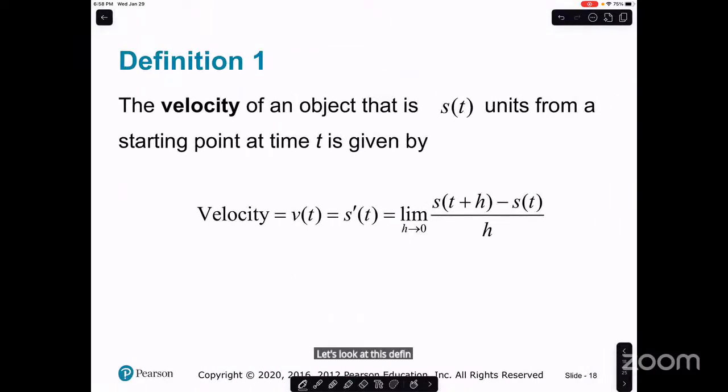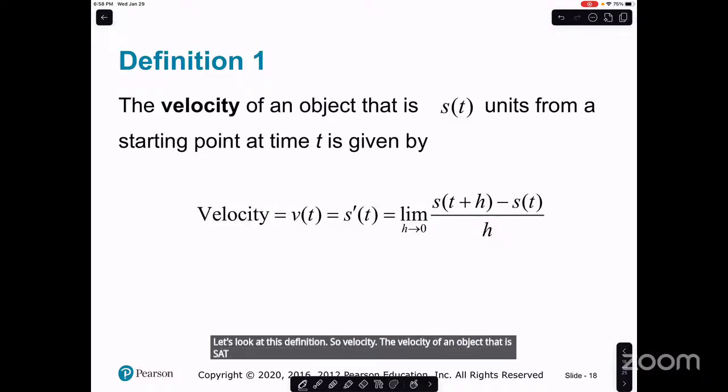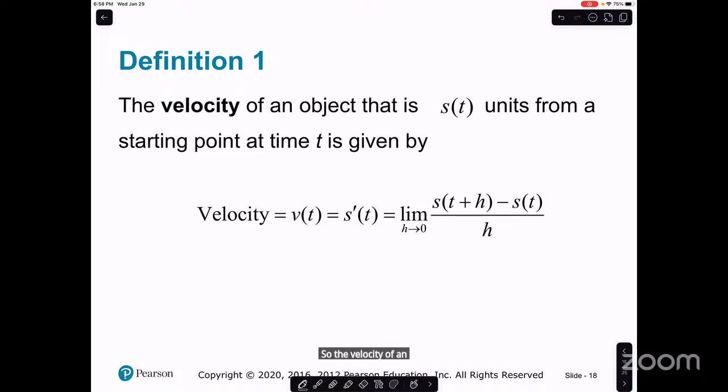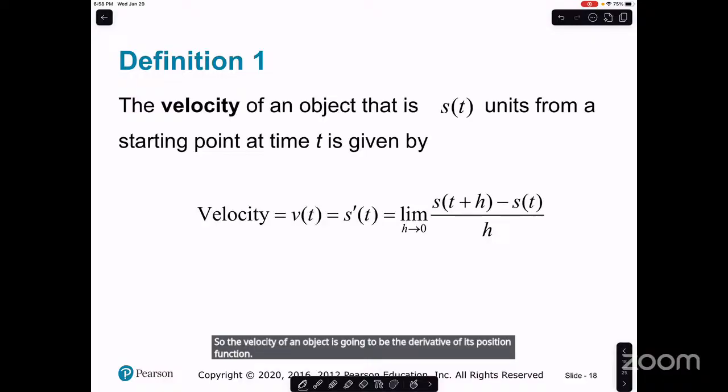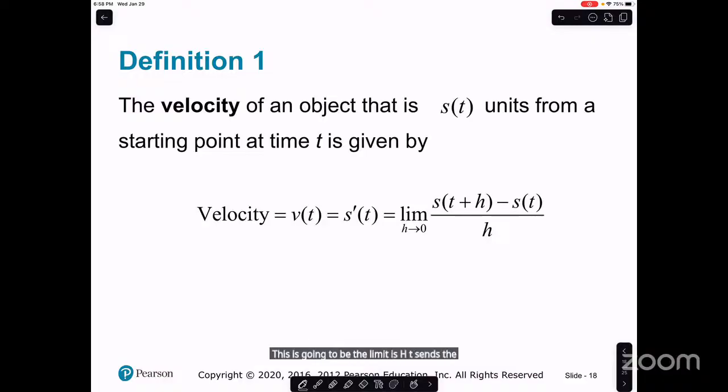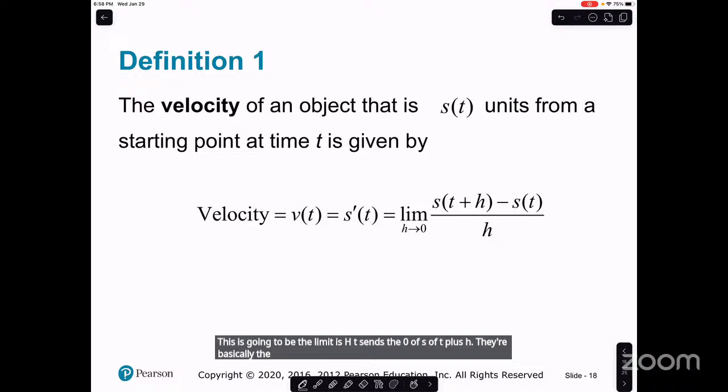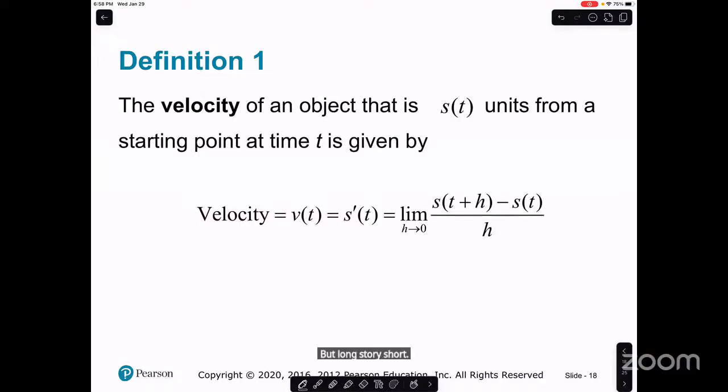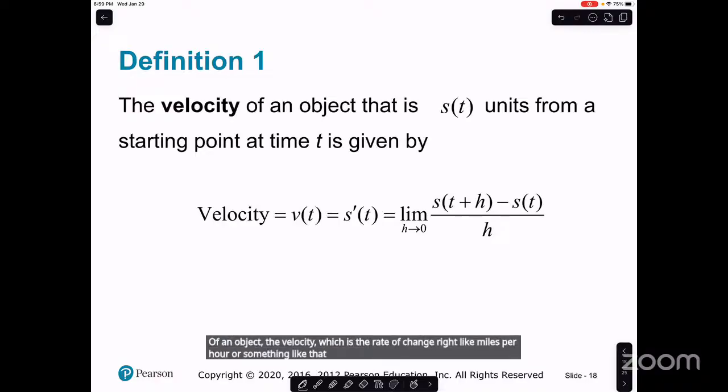So velocity. The velocity of an object that is s of t units from a starting point at time t is given by this. So the velocity of an object is going to be the derivative of its position function. This is going to be the limit as h tends to 0 of s of t plus h. This is basically the limit of the difference quotient definition of derivative, right? But in long story short, when given a function that describes the position of an object, the velocity, which is the rate of change, like miles per hour, is going to be the derivative of your position function. So if you're given a position function, you take the derivative that gives you the velocity.